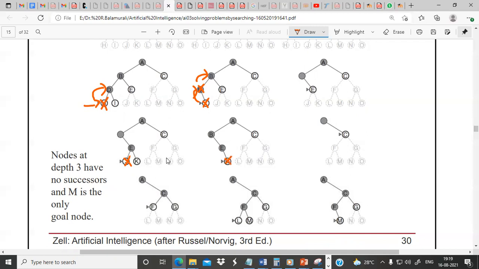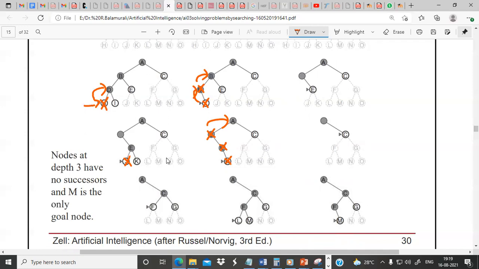Now E is also a leaf node and E is not the goal state. So remove E and go to B. Now B is also a leaf node because all these are removed. So B is also not the goal state. So remove B and go back to A. Now, does A have another child? Yes, it has C.